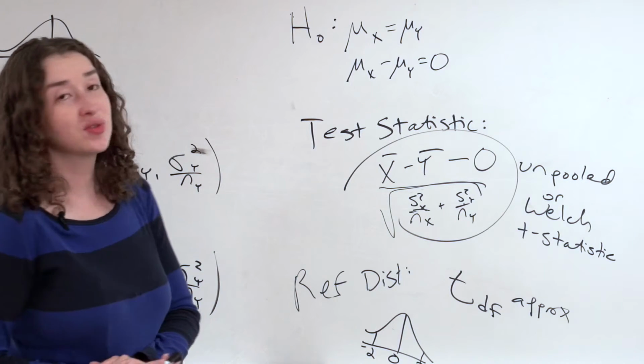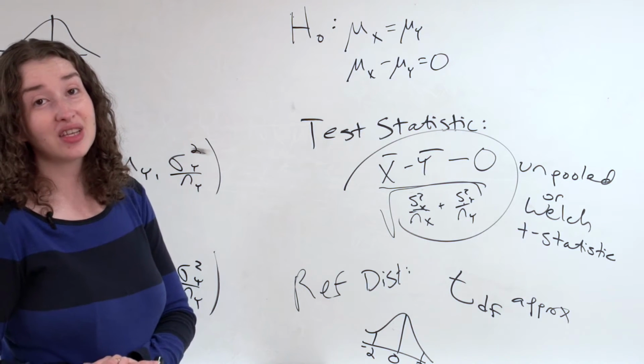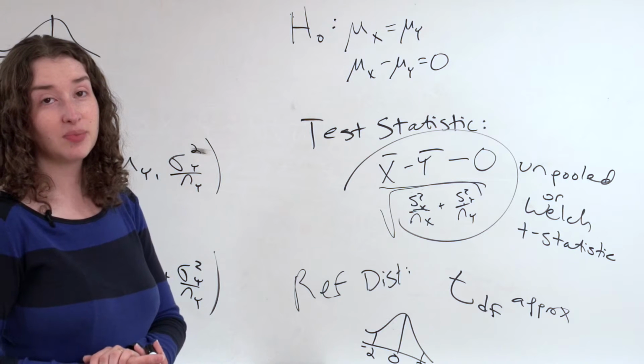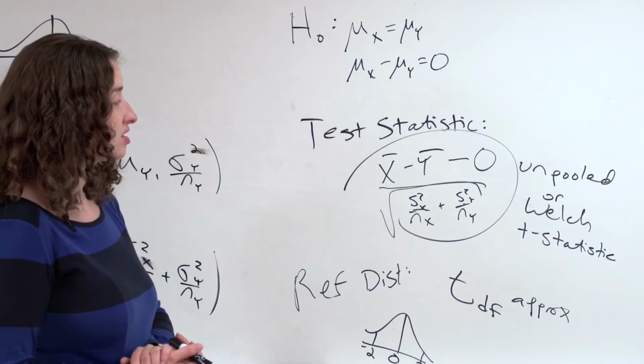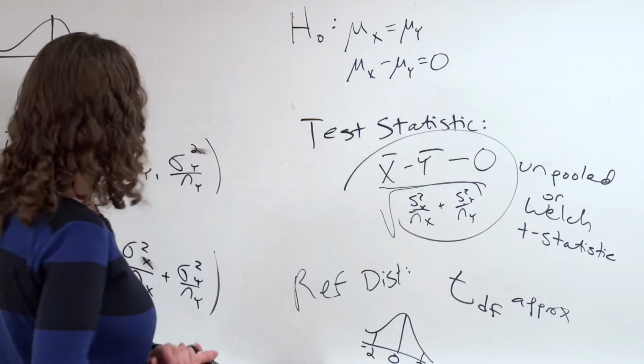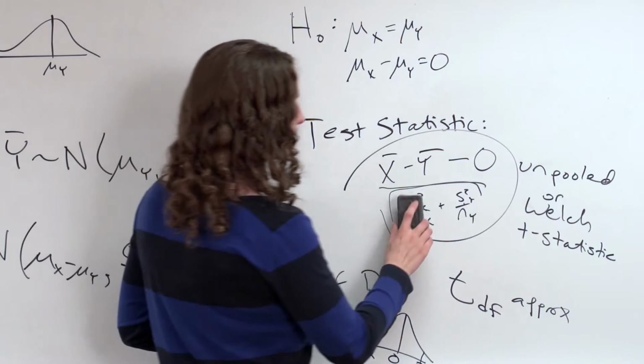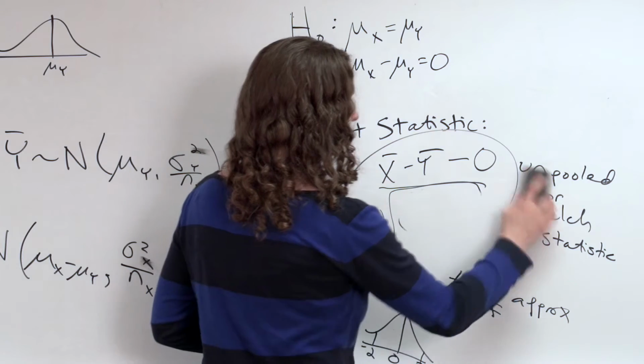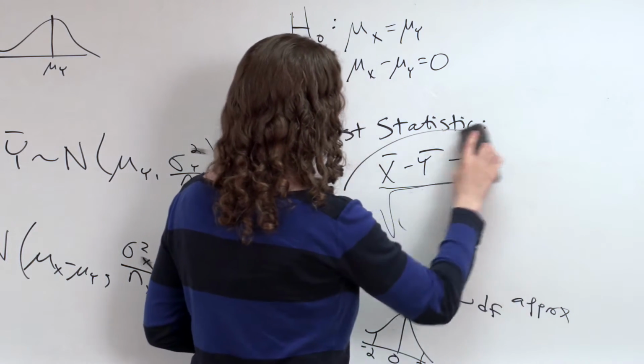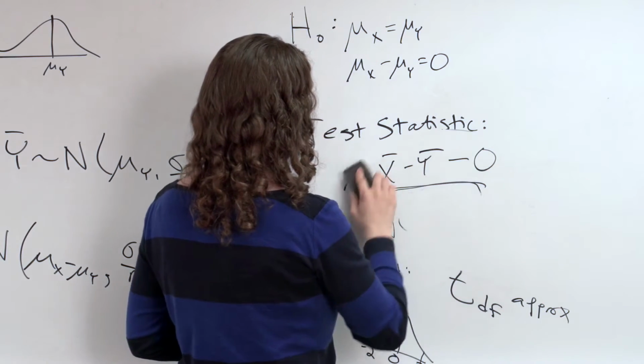If you're able to assume, though, that the variances are the same in each population, if that's a reasonable assumption to make, then things are a little bit simpler. So suppose I know that the variances are the same, and I'm willing to assume that. Okay?